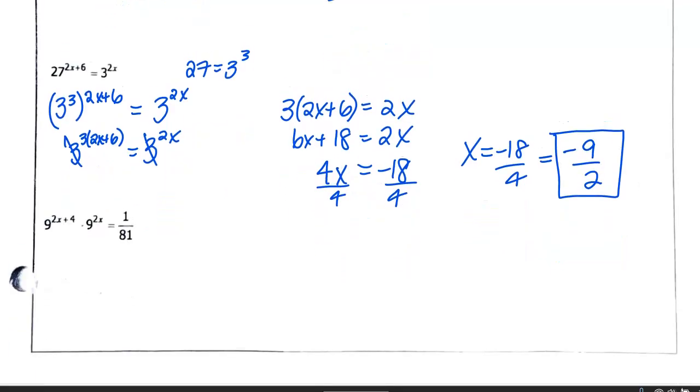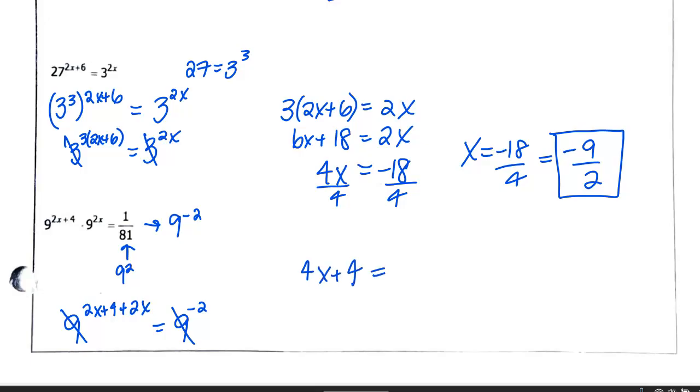All right, let's look at our last example. In this one, we have two base 9s, and then we have an 81. Remember that 81 is just 9 squared. And since it's a fraction, that means this is just 9 to the negative 2. So let's combine the left side. That's going to be 9 to the 2x plus 4 plus 2x, and it equals 9 to the negative 2. Now we can drop those bases of 9, and let's combine those x's. Our equation is 4x plus 4 equals negative 2. Now we solve. Subtract 4 from both sides.